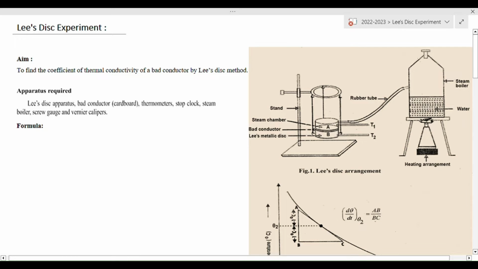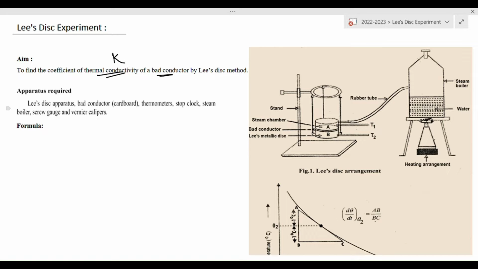We are going to calculate the thermal conductivity of the bad conductor using Lee's disc experiment. Here, the aim is to find the coefficient of thermal conductivity of the bad conductor by Lee's disc method. The bad conductor can be taken as a cardboard.